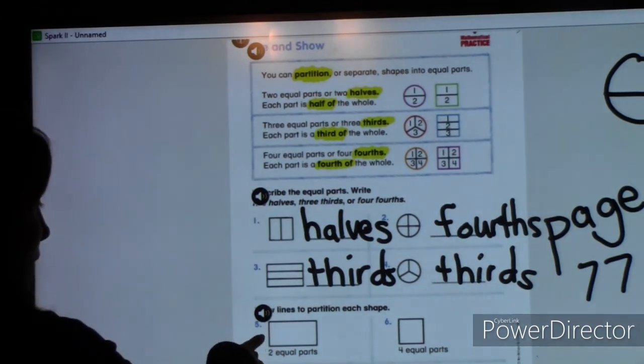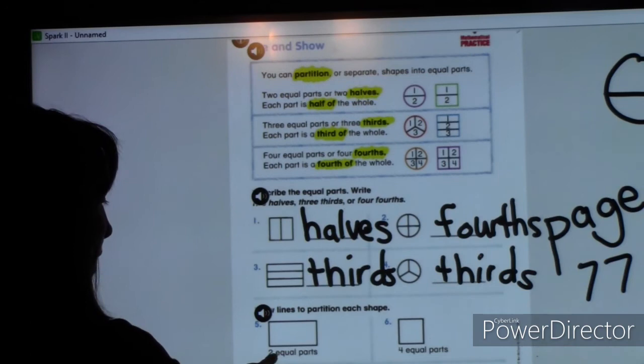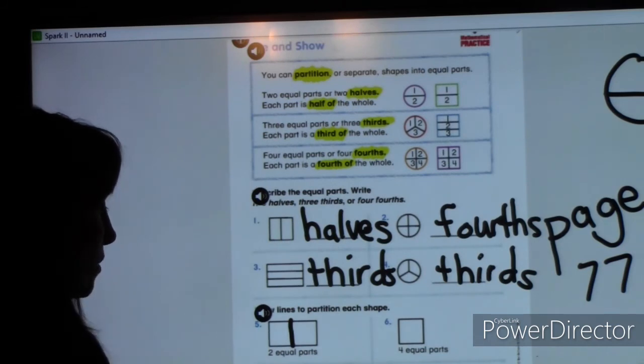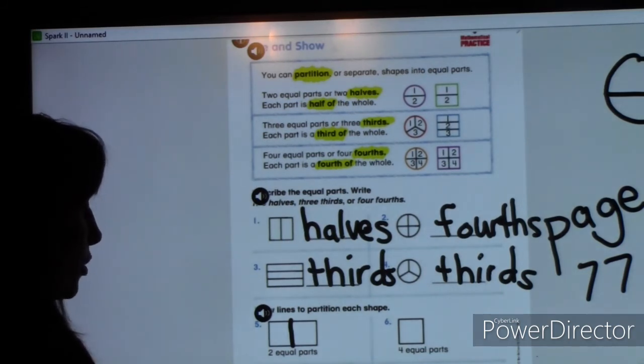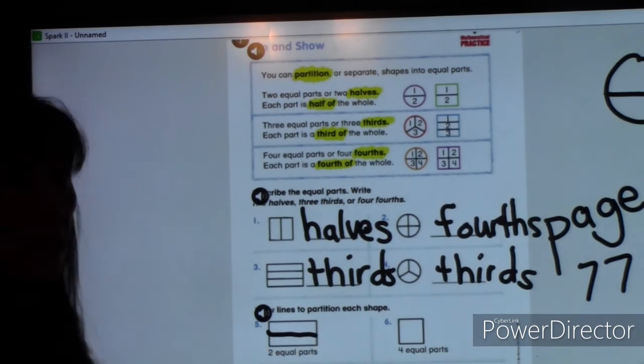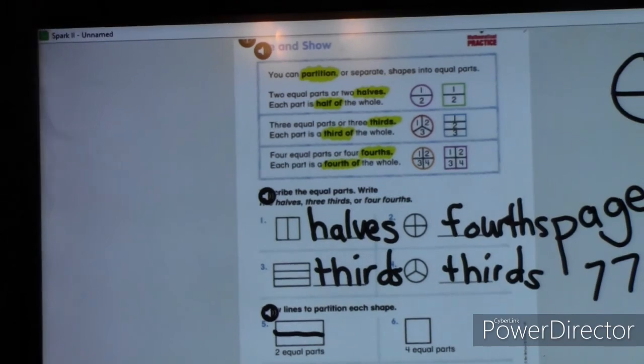Right, down at the bottom, it says draw lines to partition each shape into 2 equal parts. So when you do this, you can either divide it vertically. So now we divided that rectangle into 2 squares. Or you can divide it horizontally. We divided that rectangle into 2 rectangles. And I'm not sure if you can see that, so I'm going to lower it just a little bit.